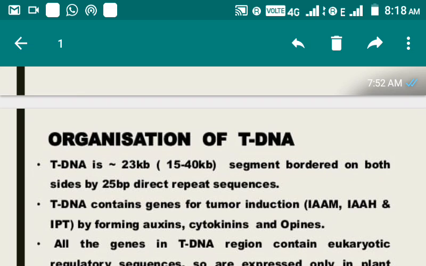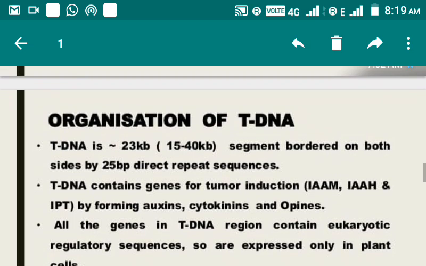Now about the organization of tDNA, this is the schematic diagram of the organization of tDNA of Ti plasmid. It has a left border and right border 25 base pair long, and in between these two all the genes are found which are responsible for the transfer and expression of different genes. tDNA is 23 kb, it may be 15 to 40 kb, a segment bordered on both sides by 25 base pair direct repeats, that is left border and right border. tDNA contains genes for tumor induction. These are the auxin and cytokinin synthesis genes, forming auxin, cytokinins and opines.